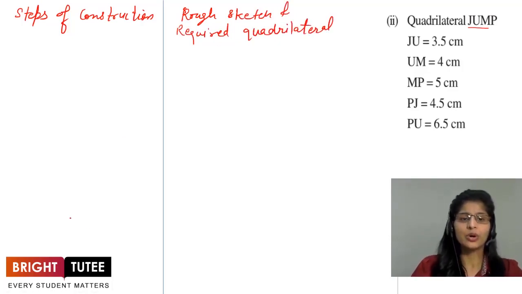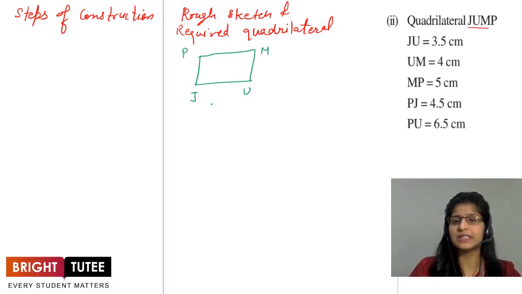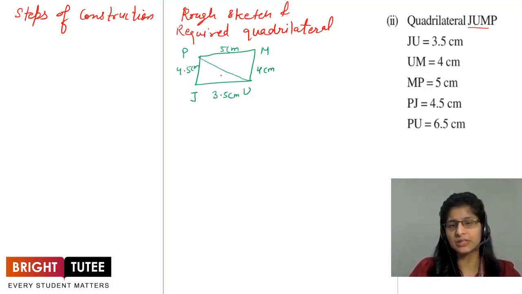Let us draw the rough sketch first. A quadrilateral JUMP we need to form. Let's write the measurements. JU is 3.5 centimeter. UM is 4 centimeter. Then MP is 5 centimeter, and PJ is given as 4.5 centimeter. We have been given PU also. PU is this one, the diagonal.